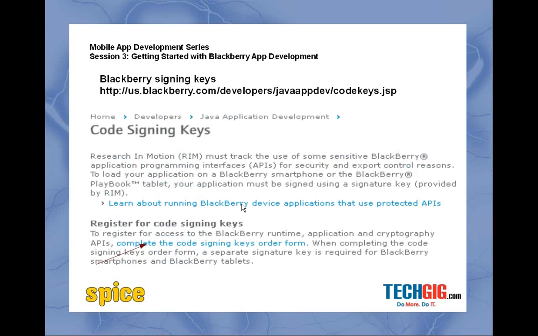I mentioned the code signing keys for running an application on a BlackBerry device. The signing key is required. So there's a link here, us.blackberry.com/developers/javaappdev/codekeys. You can type BlackBerry code signing keys on Google. It will bring you to this page, and then you submit the form with credit card details, and they will send you all the required keys in email.